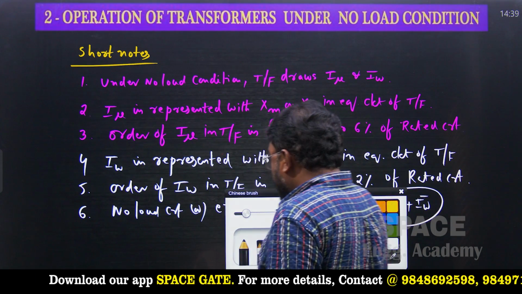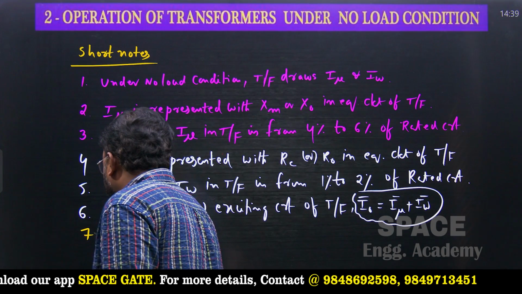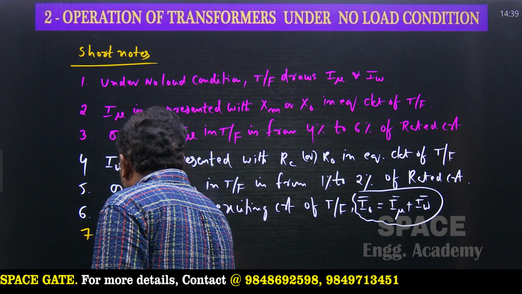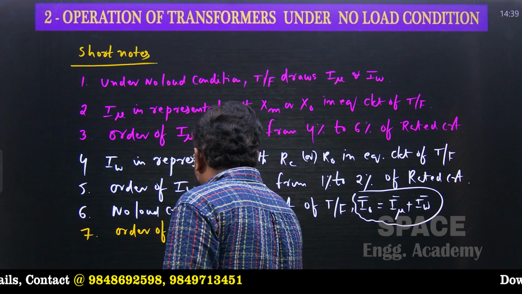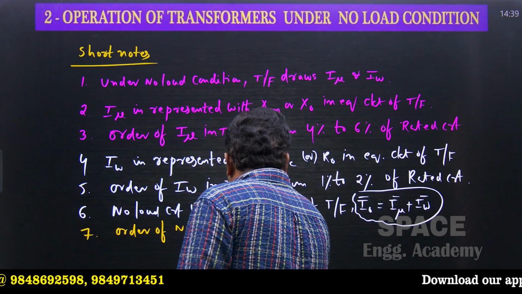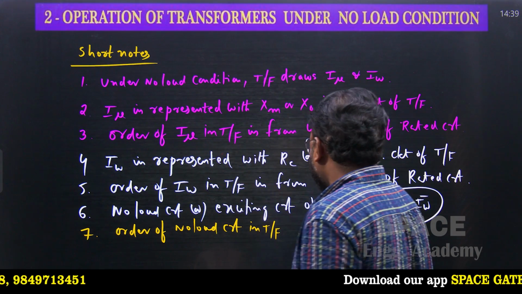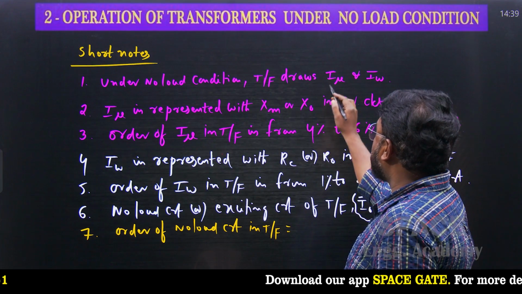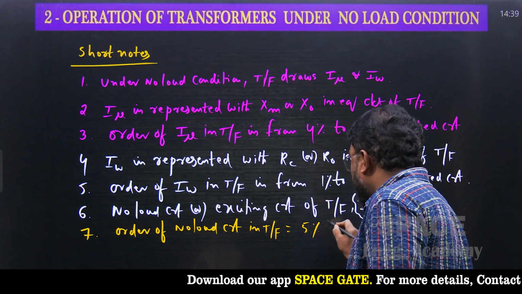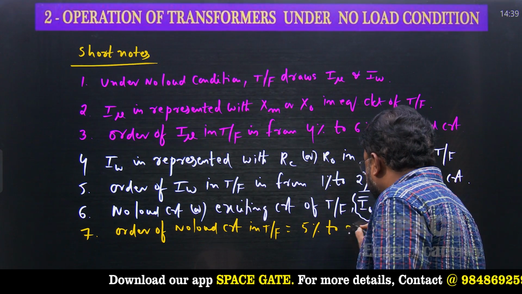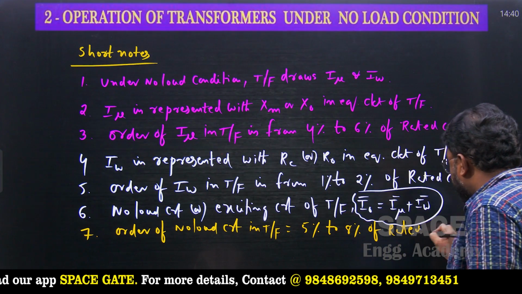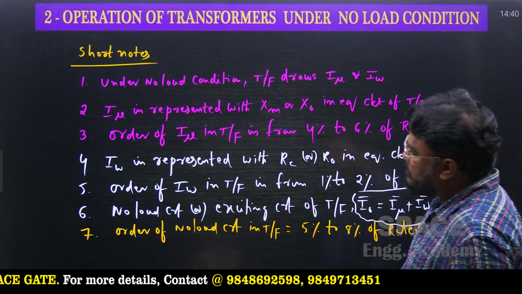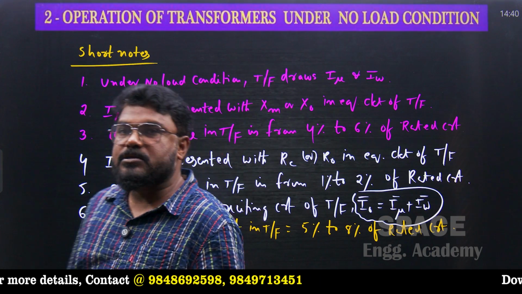And what is the order of? Okay, this one is another point. So the order of the no load current in the transformer is from 5% to 8% of the rated current. So this is the order of the no load current in transformers.